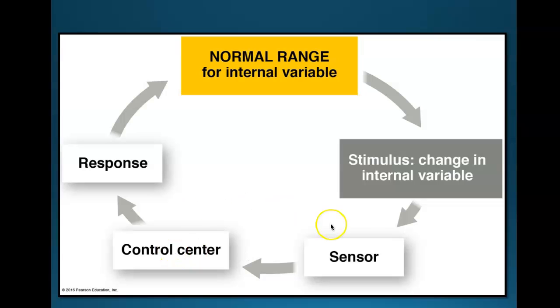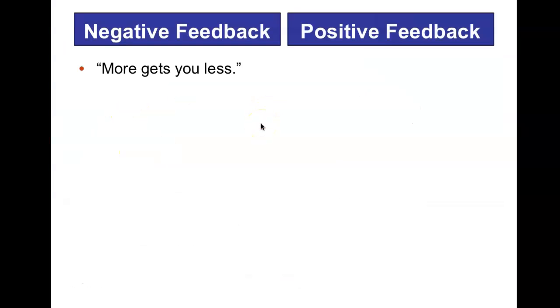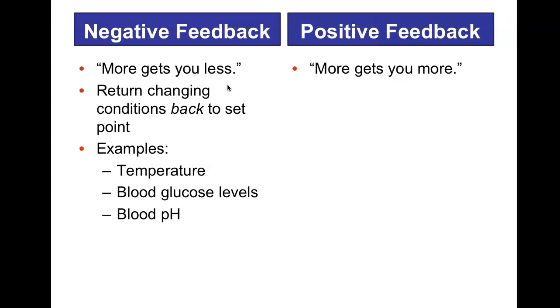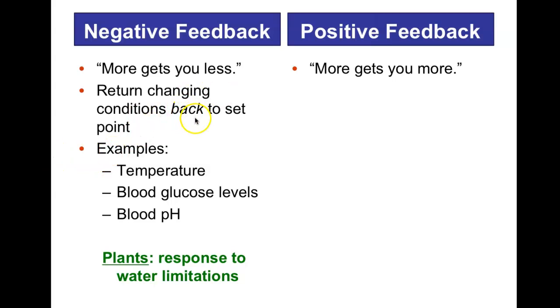All right, so you have a normal range. A stimulus is going to change an internal variable like temperature. A sensor, like your hypothalamus, is going to sense the temperature change, and it's part of the control center in your brain, and then it's going to bring about a response, and that's going to return it back to a normal range. And so this brings us to positive and negative feedback. Negative feedback is, homeostasis is negative feedback, basically. More gets you less. The hotter I get, the more my body's going to work to bring my temperature down. The colder I get, the more my body's going to work to bring my temperature back up. So it's going to return the changing conditions back to a set point.